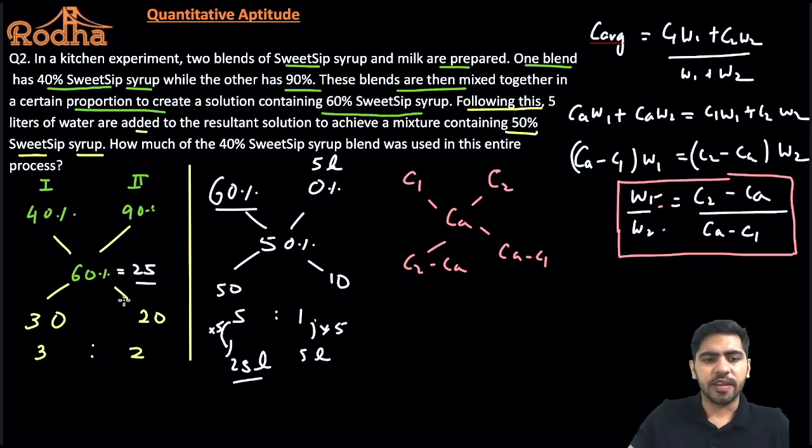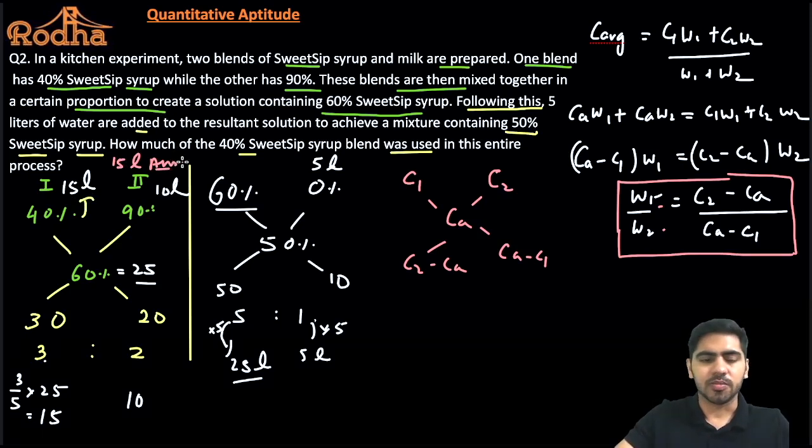So this 60% solution was 25 liters. If I divide this 25 liters in the ratio 3 to 2, can I say this part will be nothing but 3 by the sum of the ratio, that is 5, into 25, which is going to give me 15, and then the remaining will be 25 minus 15, that is 10. So when I was mixing for the first time, the 40% sweet syrup quantity used was nothing but 15 liters, and the other used was nothing but 10 liters, right? Now, what is the question asking me? The question is asking how much of the 40% sweet syrup blend was used in this entire process. So if you see here, only 15 liters has been used in the entire process. So my required answer should be nothing but 15 liters.